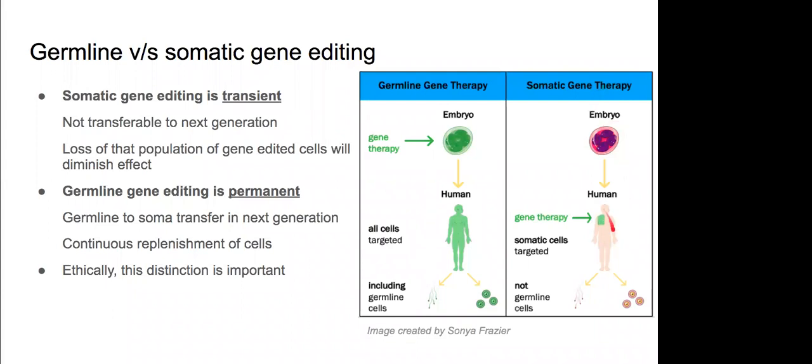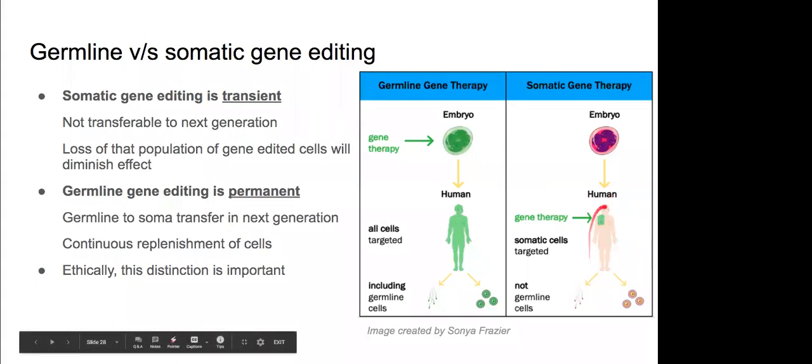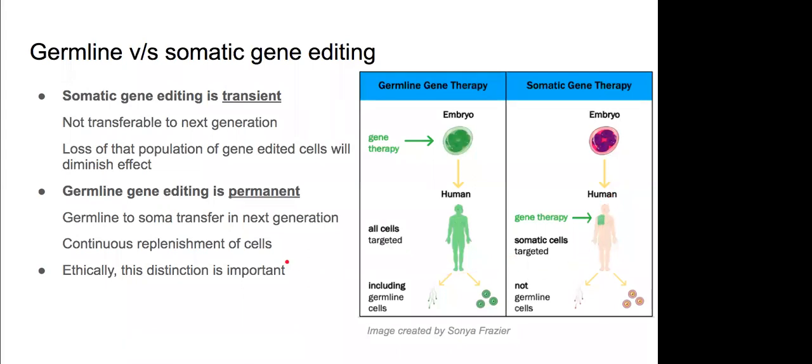But if you have a certain condition which affects lungs, liver, pancreas, or reproductive system, or eyes, brain, such specific cell types, when all of the other organs are functional, and if you want to edit only a specific cell type, you can go for somatic gene editing.